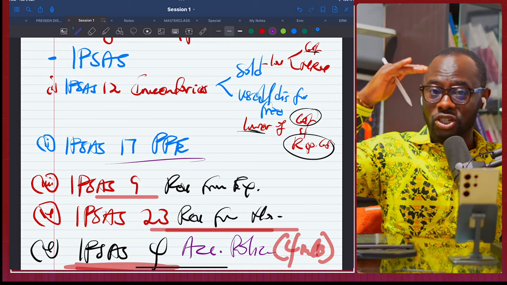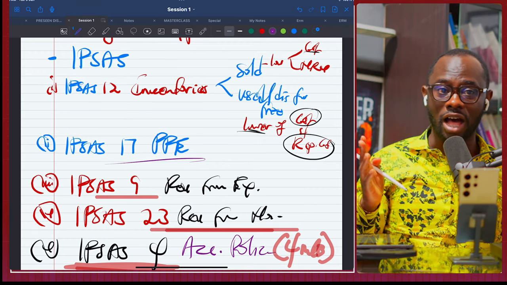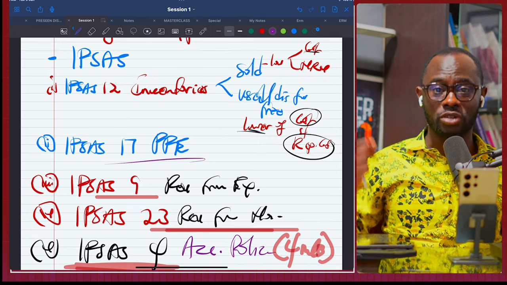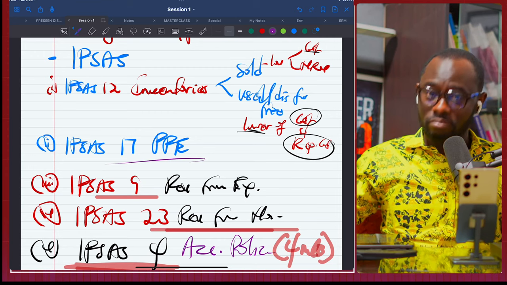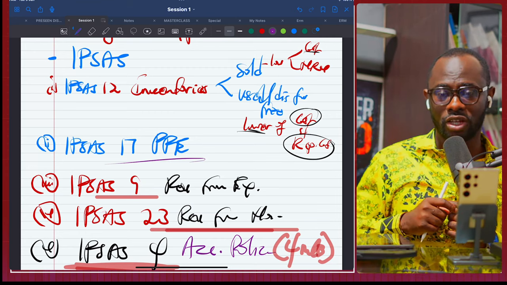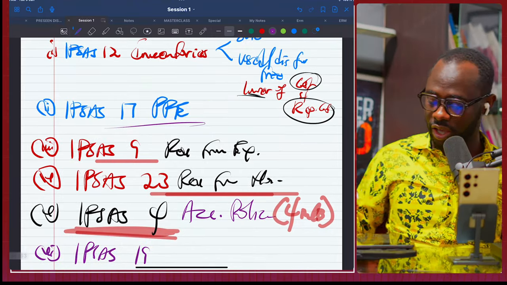If there are any additions, you're going to add them. If there are any disposals, you're going to take them out. Then you're going to charge the consumption of fixed assets for the year, or the depreciation for the year, and boom, you get your carrying amount, which will go on the face of the statement of financial position. So IPSAS 17 is going to be fundamental here.